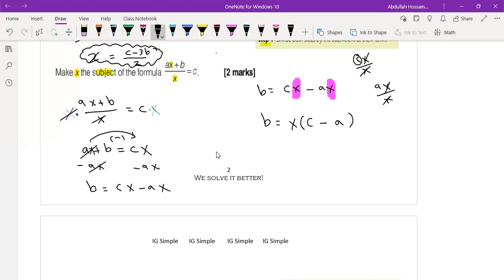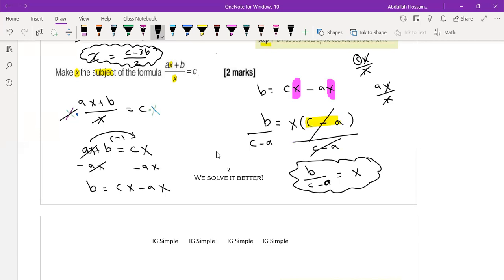We are almost done. The last step is to divide by the coefficient of x. So we divide here by c minus a. So you have b over c minus a equals x. And we're done. x equals b over c minus a. We did it. We made x the subject of the formula.